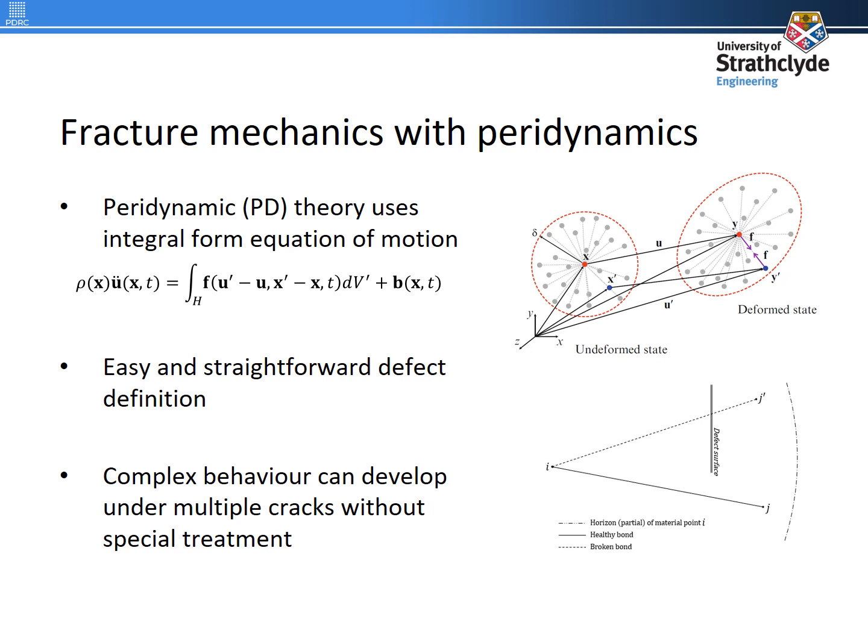This makes peridynamics very effective when dealing with defects such as cracks and voids. Defect definition in peridynamics is done by simply breaking the bond between two material points, and as a result, multiple cracks can develop and interact with each other in peridynamics naturally without any special treatment.